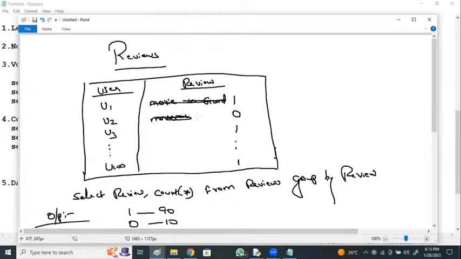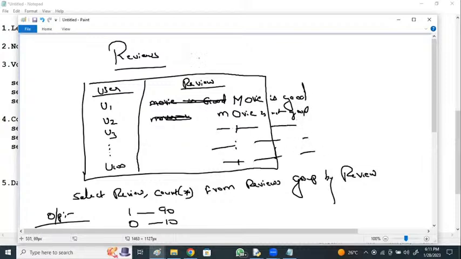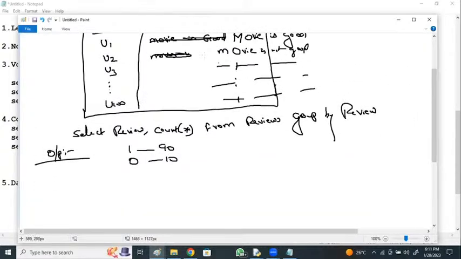This is structured data. But if the reviews won't be given in zeros and ones, they give the reviews in their own text format. First person saying movie is good, second person saying movie is not good. They are giving the review in their own text format. So here, 90 people saying movie is good and 10 people saying the movie is bad.